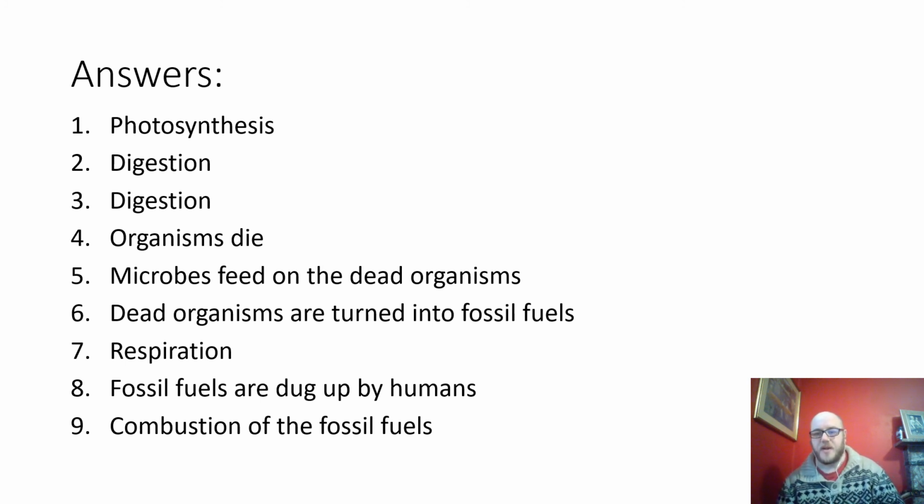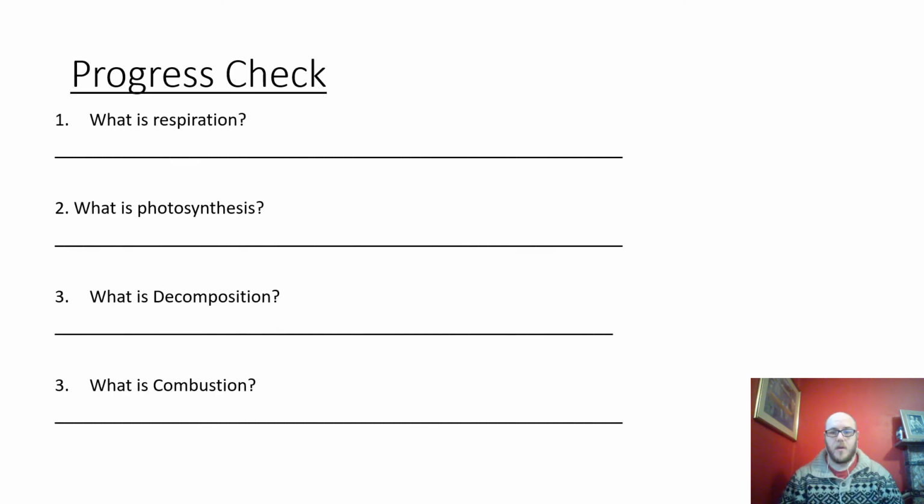And then we have respiration is happening in all of these processes. We then mine the fossil fuels, dig them up, and then burn them through combustion. Finally then, we have these 4, even though it says 3 twice, we have these 4 progress check questions. Number 1, what is respiration? Number 2, what is photosynthesis? Number 3, what is decomposition? And number 4, what is combustion? Pause the video, fill those in, and come back.